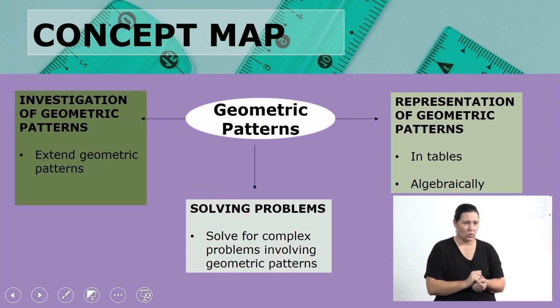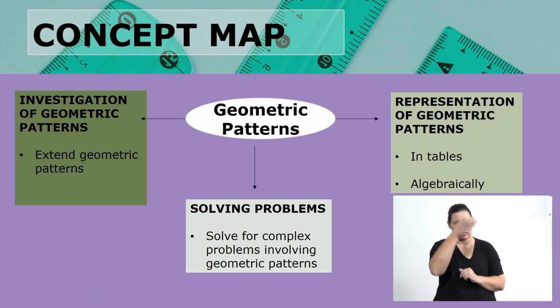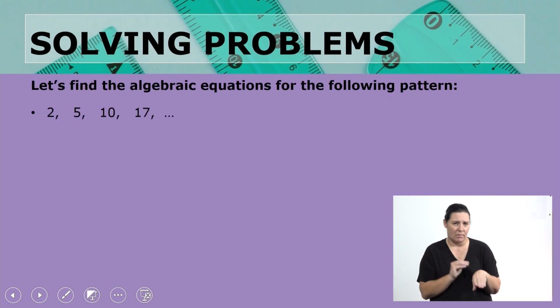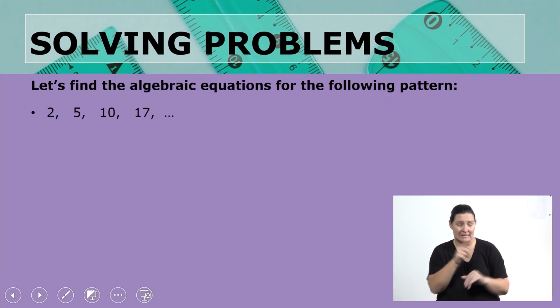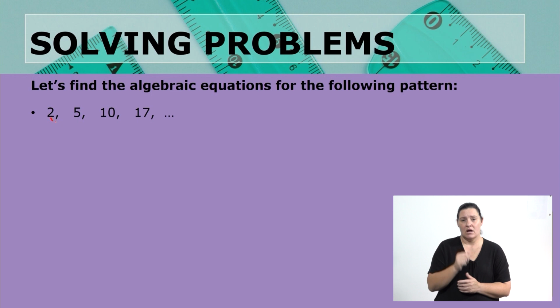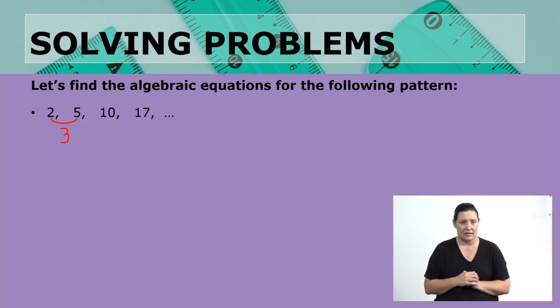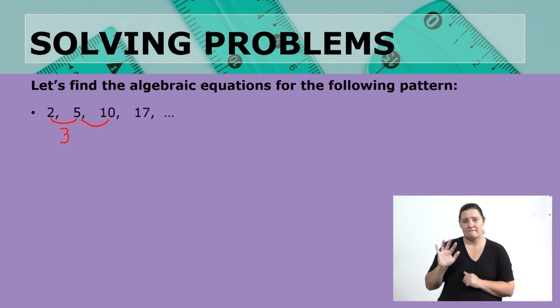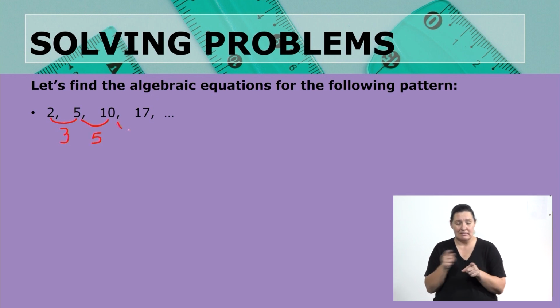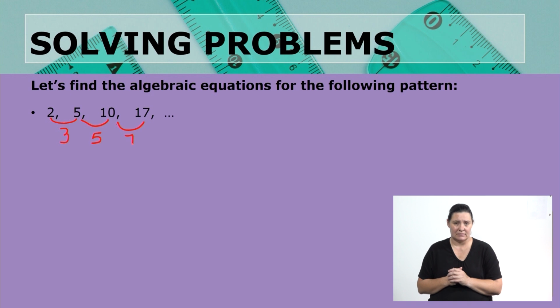Let's conclude with the last concept here, and that is solving problems. So looking at this pattern here, we have 2, 5, and 10. The difference there is 3, and the difference there is 5 between those 2 terms, and the difference there is 7 between those 2 terms.